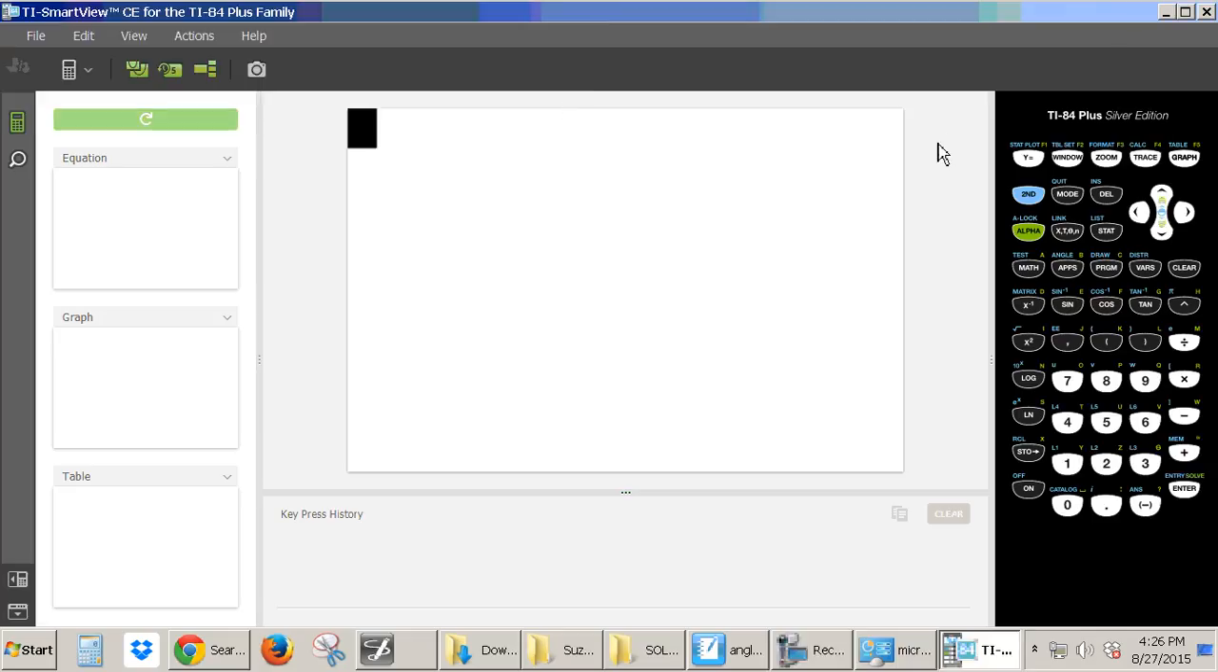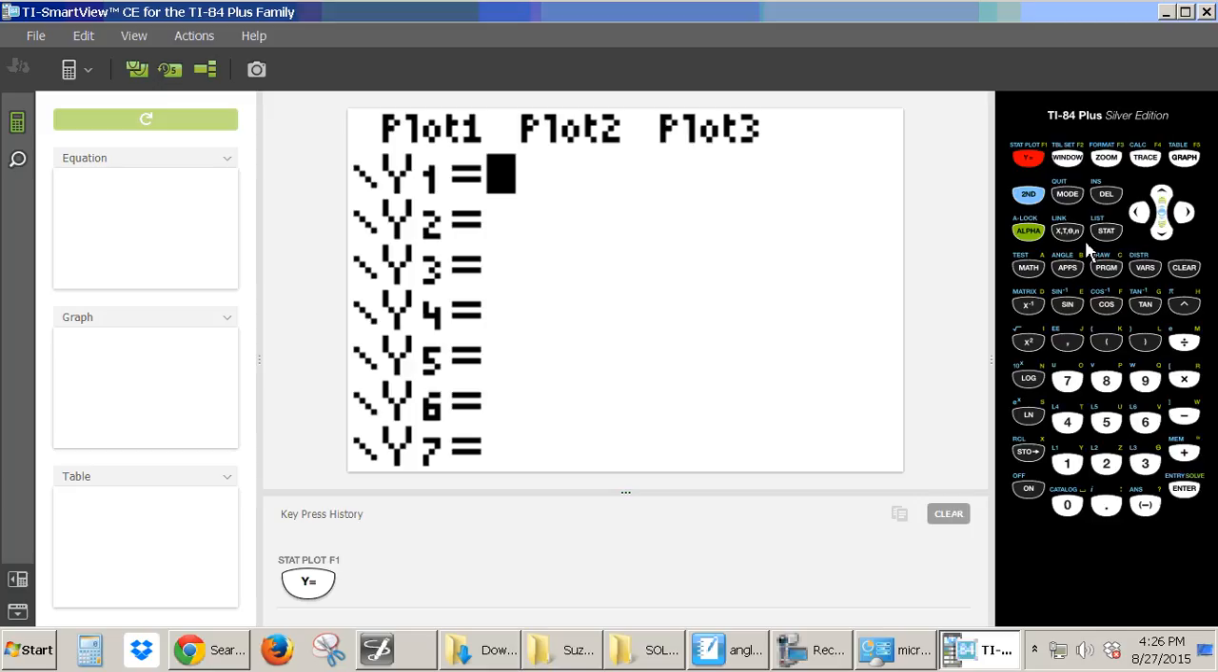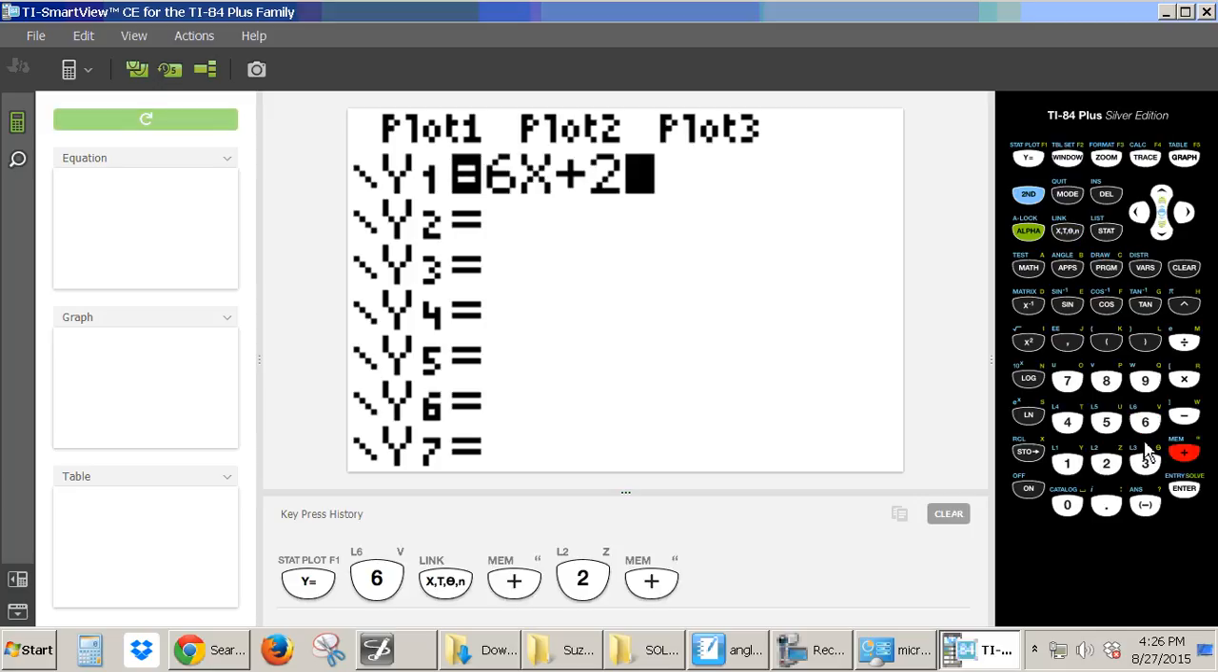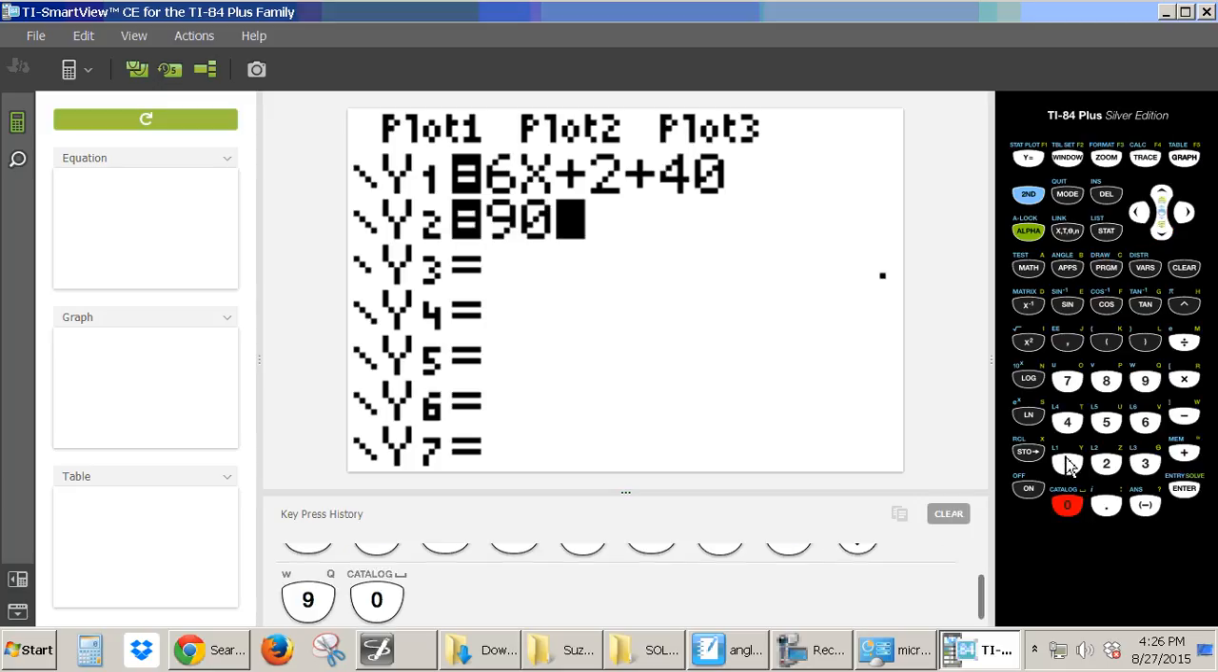In order to solve this in the calculator, we've got to go to y equals. So on my calculator, I hit y equals, and I'm going to type everything to the left-hand side of my equal sign in y1. And if you recall, we said 6x plus 2 plus 40 was all to the left of my equal sign. And on the right side, we had 90 because the two angles were complementary.